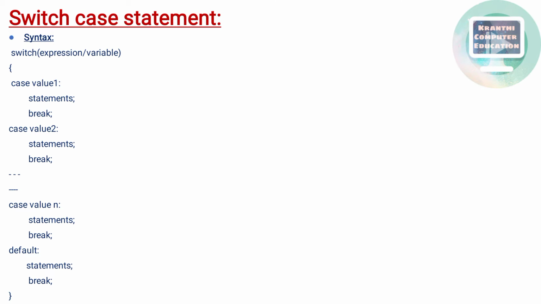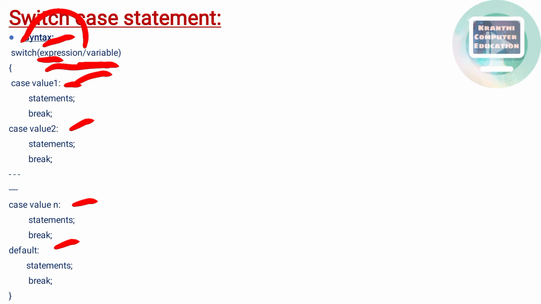See here, this is the switch keyword. We are passing either an expression or a variable; any one we can pass to the switch statement. The result of the expression, or the value of the variable passed to the switch statement, is going to be tested against the case values. Here we have case value 1, value 2, up to case value n, and default. So the value of the switch is going to be compared with each and every case value.